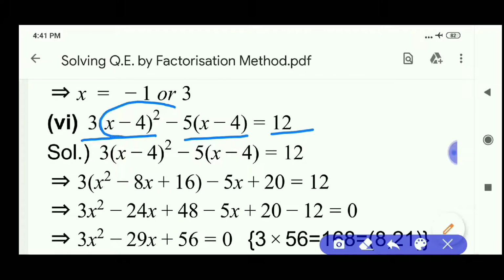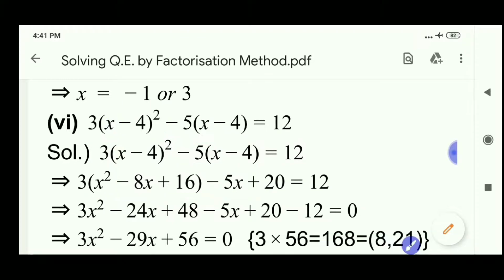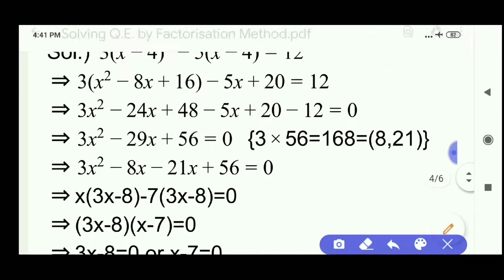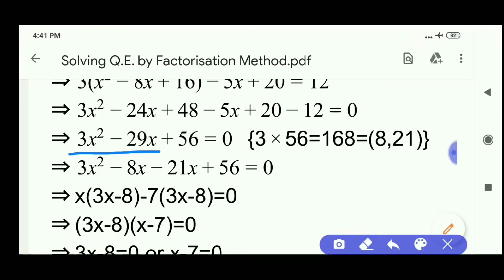It appears as a minus b whole square. Apply this famous formula. What is it? a square minus 2ab plus b square. And multiply minus 5 into x minus 4. You will get it here. And simplify. Now you get 3x square minus 29x plus 56 is equal to 0.